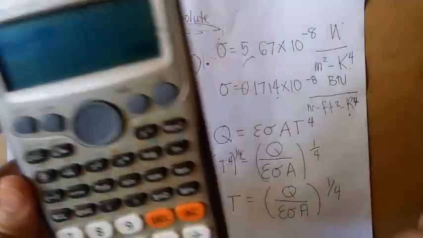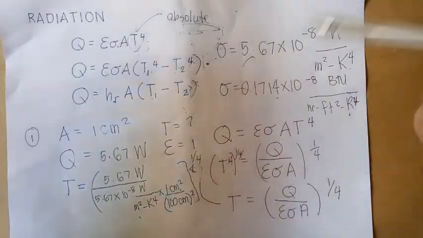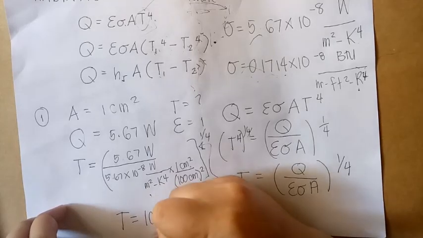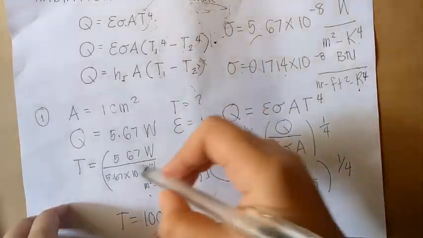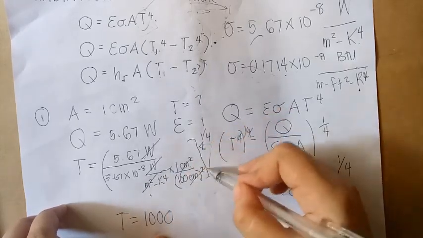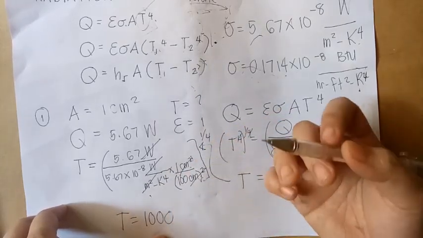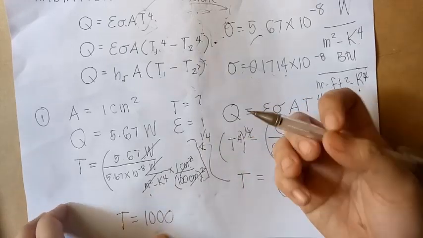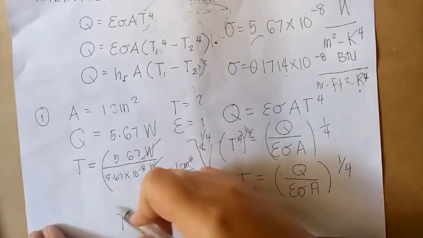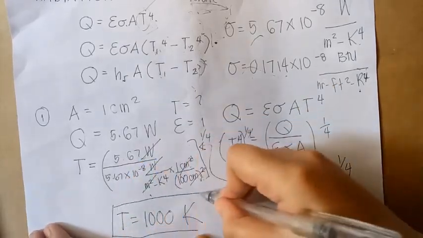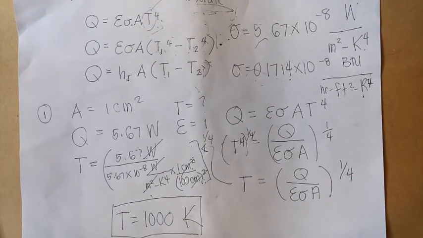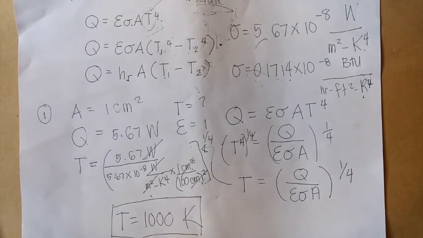And, the temperature is equivalent to 1,000. So, T is equal to 1,000. Now, anong unit nito? Cancel yung watts, cancel yung square meters, dito yun ang galing sa area. Then, yung Kelvin raised to 4, naka-raise sa 1/4, so ang unit niya is Kelvin. Thus, yung temperature nung black body is equivalent sa 1,000 Kelvin. So, that's all for problem number 1.